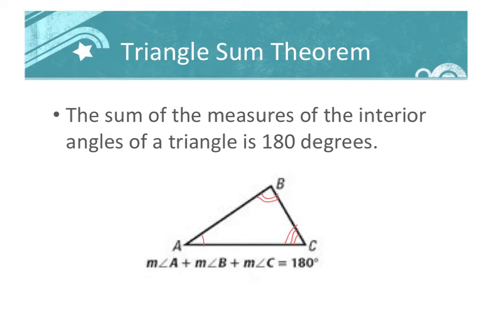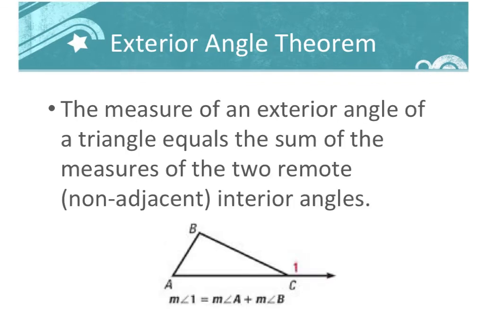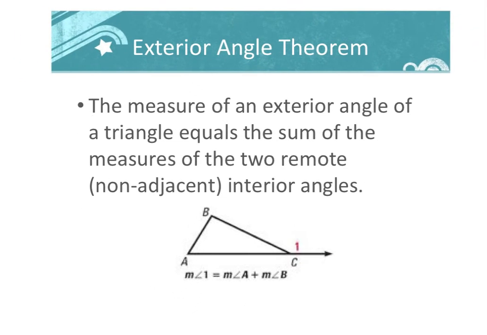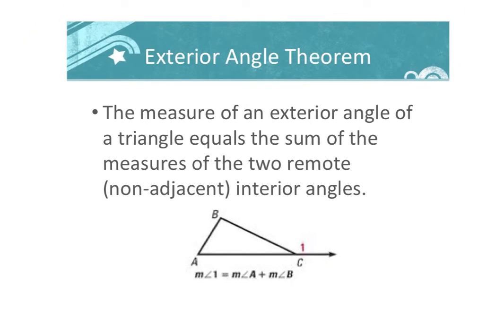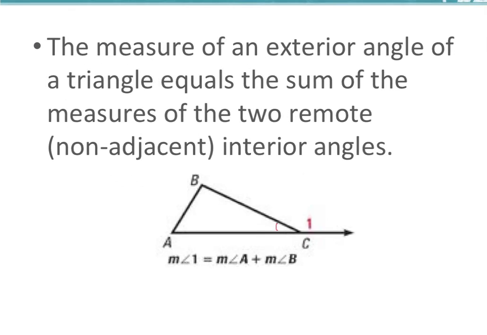All of the angles inside of a triangle, no matter what the shape is, will equal 180 degrees. Okay, so the exterior angle theorem. The measure of an exterior angle of a triangle equals the sum of the measures of the two remote, non-adjacent interior angles. So what this says is, let's take angle C, right?